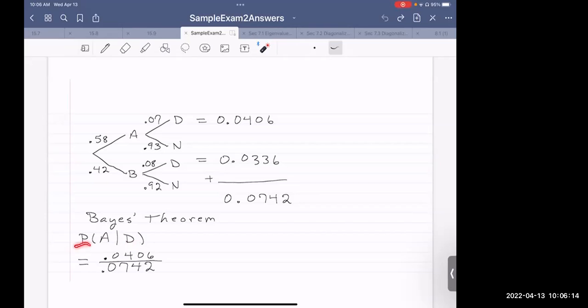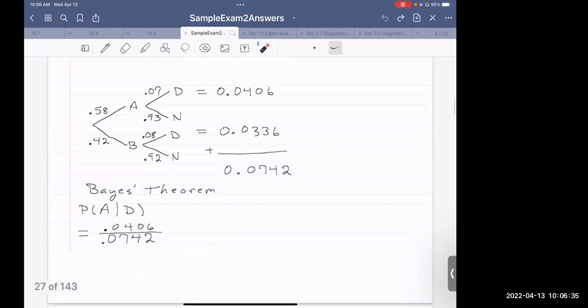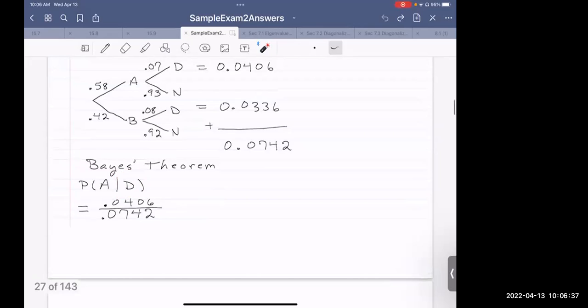I want to find the probability that the DVD player is from store A, given that the DVD player is defective. And so I want to find the probability of A given D. Well, I can find the probability that it is defective, given that it's from store A. But if I know that it's defective, I don't know if it's from store A or store B. Therefore, I have to use Bayes' theorem. And so I want to look at all those that are defective.